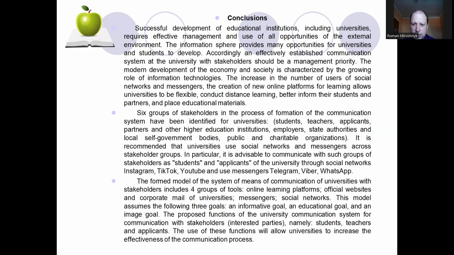The formal model of the system of means of communication of the university with stakeholders includes four groups of tools: online learning platforms, official websites and corporate mail of the university, messengers, and social networks. This model assumes the following three goals: informative, educational, and imaging goals. We proposed the functions of the university communication system for communication with stakeholders, namely students, teachers, and applicants. The use of these functions will allow the university to increase the effectiveness of the communication process.